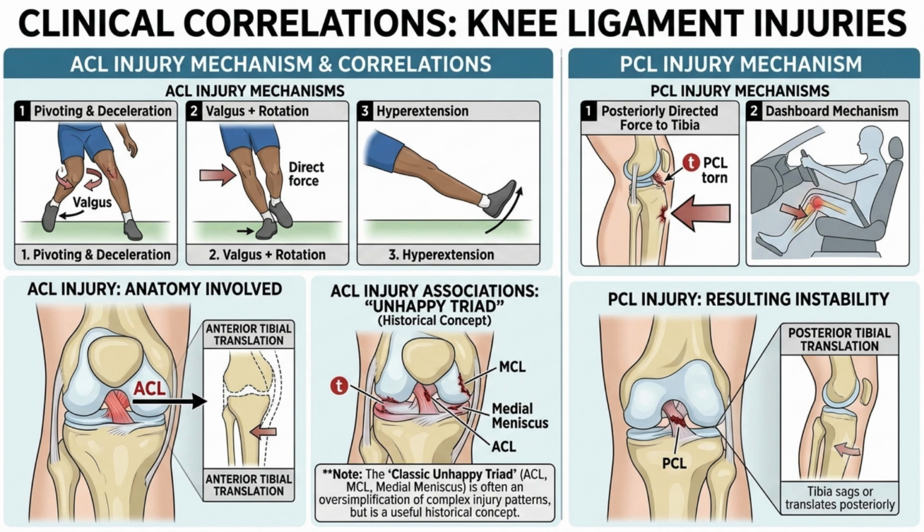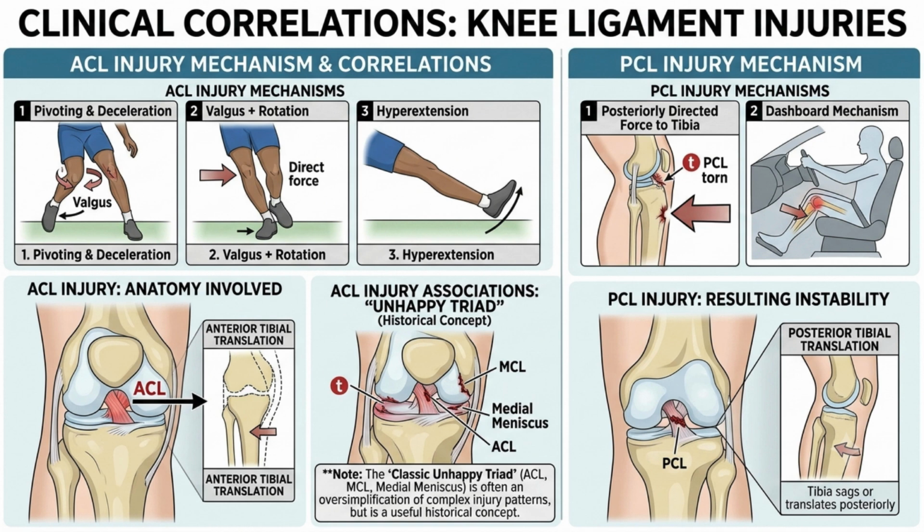ACL injuries commonly occur during pivoting, sudden deceleration, or changes of direction. A combination of valgus stress and rotation can place substantial strain on the ACL. Hyperextension can also contribute. The result may be excessive anterior translation and rotational instability of the tibia. ACL injuries may occur together with injury to other structures. The MCL and menisci can also be involved.